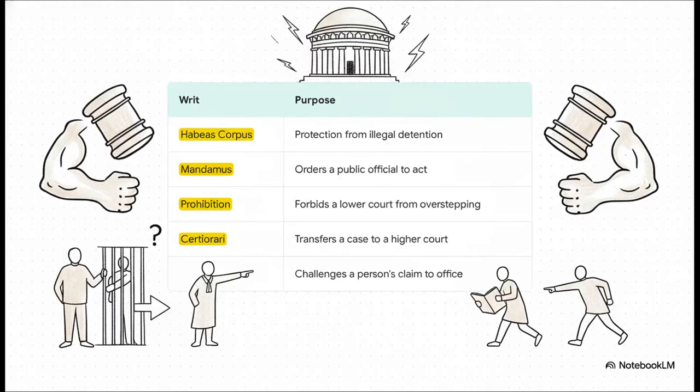So when you go to the Supreme Court using Article 32, how do they actually fix the problem? Well, they have these powerful legal tools called writs. For example, a writ of habeas corpus can get someone released from illegal detention. A writ of mandamus can literally order a public official to do their job. These are the legal teeth that give the shield its bite.